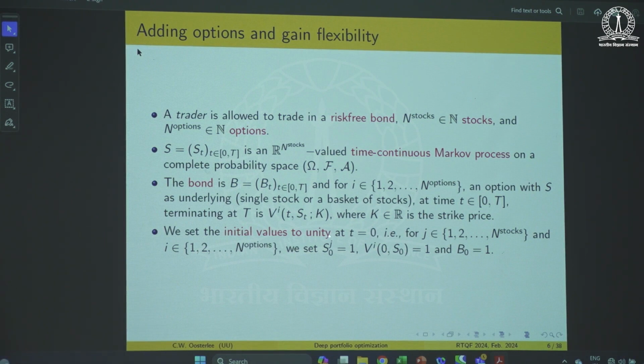We set initial values to 1 at T0. For example, all the stock values will be equal to 1, the option value will be equal to 1, and the bond will be equal to 1. We are in a mathematical setting, and we can always scale it to the real value.